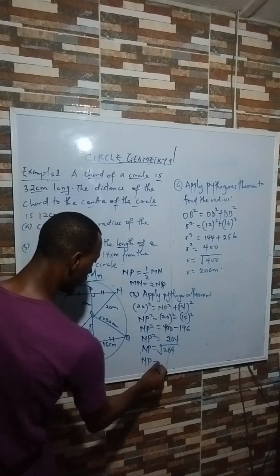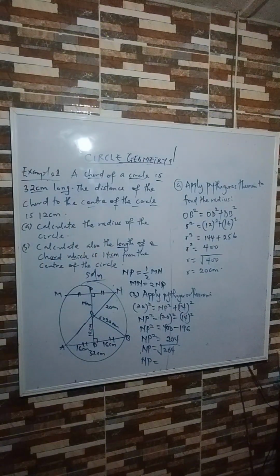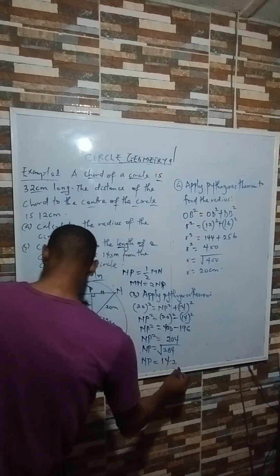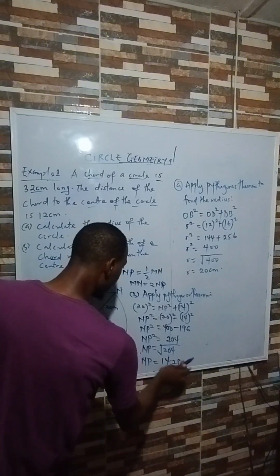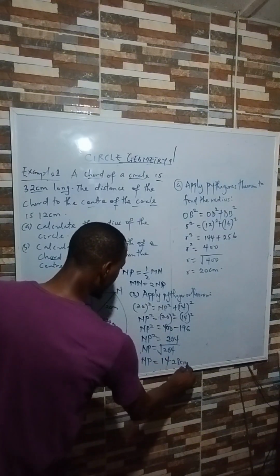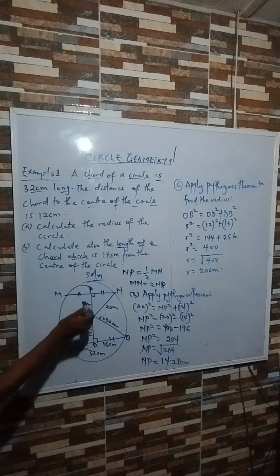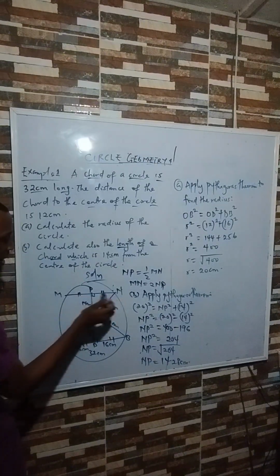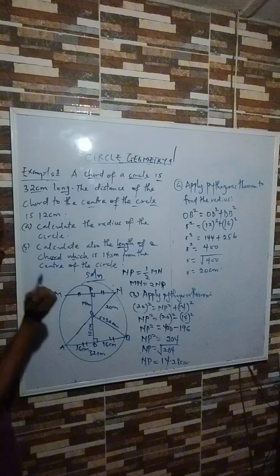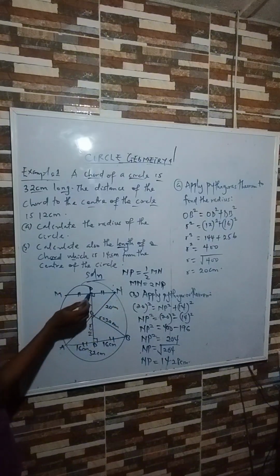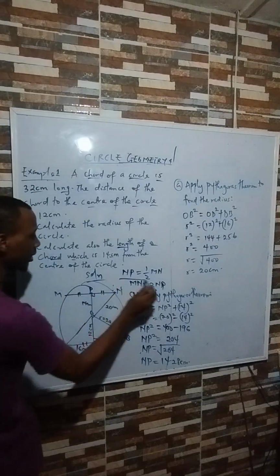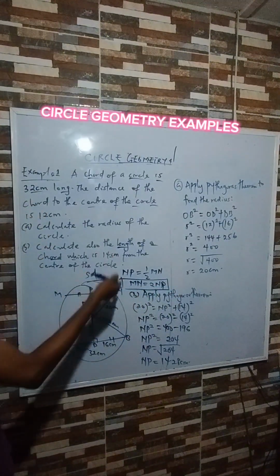So NP is equal to the square root of 204, which will give you 14.28 centimeters. So that means the distance from this point to this point has been calculated to be 14.28. If the distance from here to this point is 14.28, what's now the distance of this point to this point? Remember that we said that our MN is twice NP.